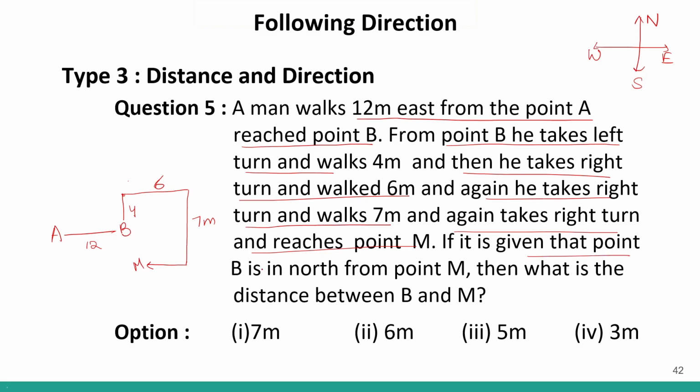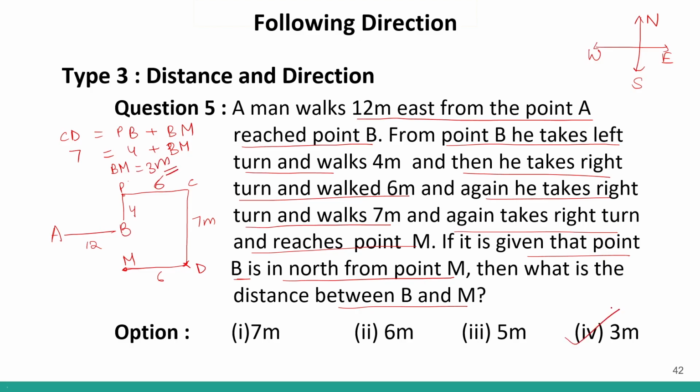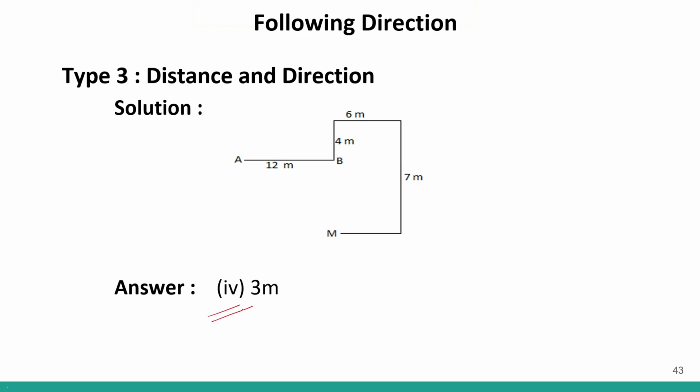Now it is given that point B is in north from point M. So point M will be exactly below B. This will be point M. So this distance will be 6, right? Now we have to find the distance between B and M. So here very clearly, if I mark this as C, let's say, and I mark this as D, and this is let's say P, just random names, CD will be equal to PB plus BM. This we know, this is 7. This we know is 4, and we have to find the distance between B and M. So the distance between B and M will be 3 meters, which is option number 4. So this is the answer.